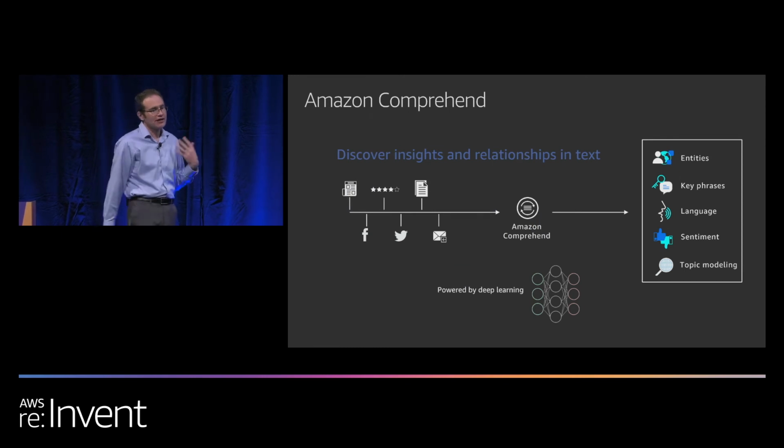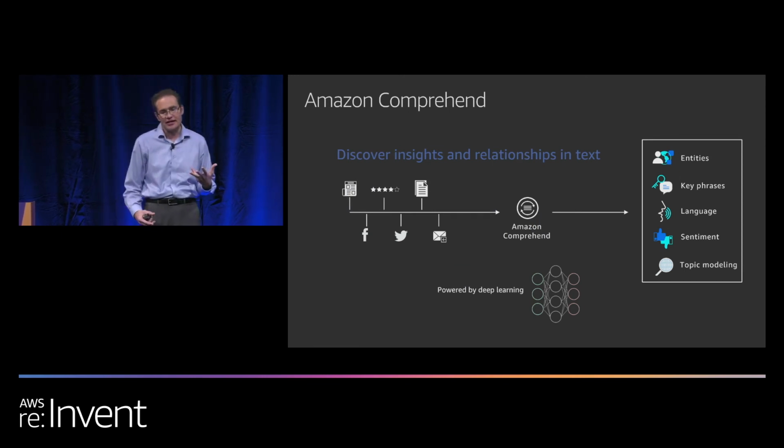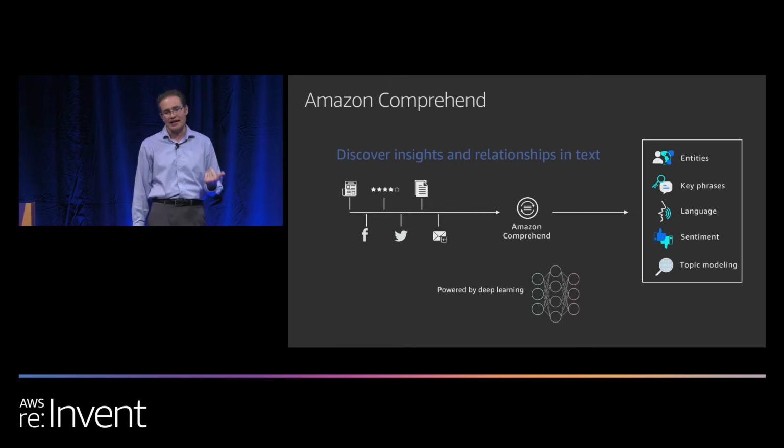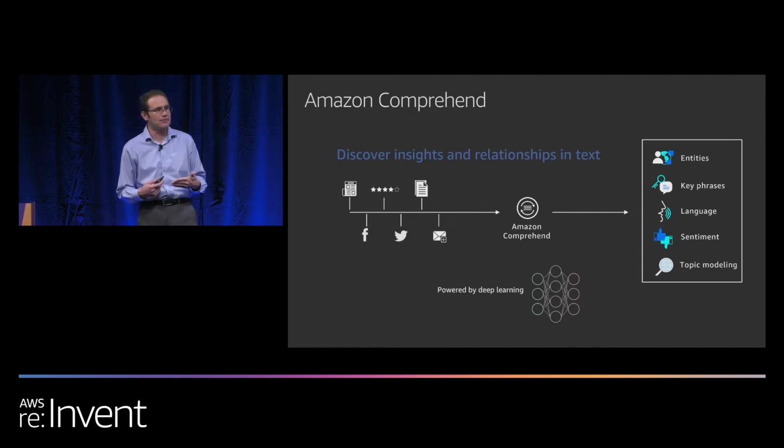So you can discover insights and relationships in your text. You can extract entities, people, places, things, key phrases. You can actually detect languages, sentiment analysis, and topic modeling. And the really interesting thing with that is sentiment analysis. So some machine-based open source stuff will tell you, yeah, it's positive or it's negative.